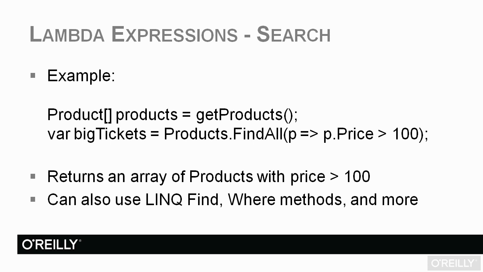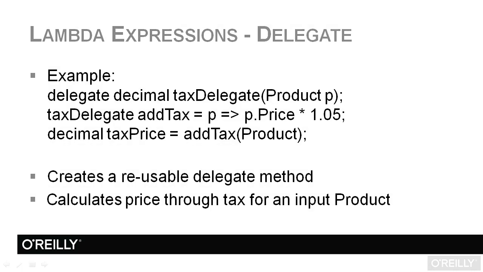Now p is actually going to be a product type because it's taking the output of that products.FindAll, and it's taking a look at each one of the products individually and comparing their price to 100. So this line will give us all of the products that have a price greater than 100, and those will be stored in our variable bigTickets. So I can use this in conjunction with a where method or a FindAll or a Find and a number of other LINQ methods. I can also use lambda expressions as a delegate.